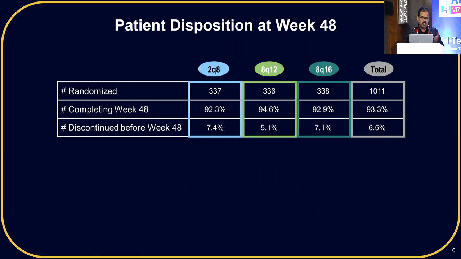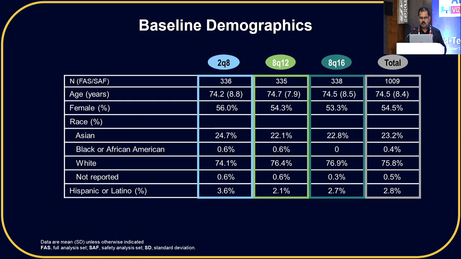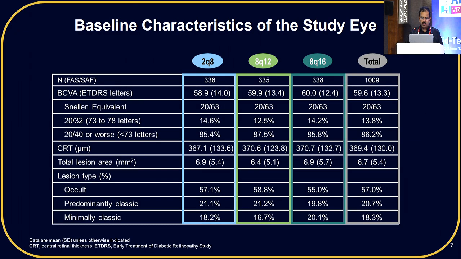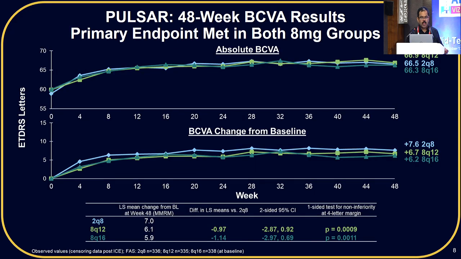Now you can see that almost equal numbers of people were in the study, and baseline demographics were almost equal. Baseline characteristics of the study eye were also almost equal, and you can see that 2 milligram given every 2 months had slightly better visual results, but it was not statistically significant. The primary endpoint at 48 weeks was met in the 8 milligram groups as well as the 2 milligram group.